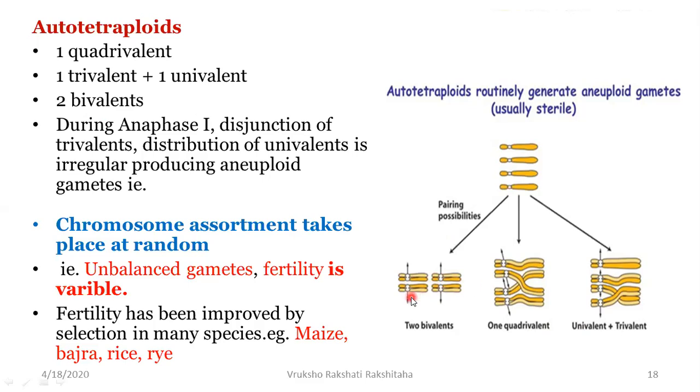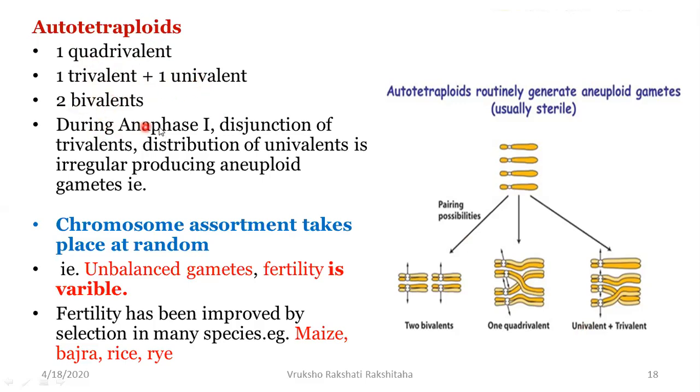One bivalent, where these two chromosomes align with each other. These two chromosomes may align to form another bivalent. Another possibility is that all four chromosomes align with each other to form one quadrivalent. Or, out of the four chromosomes, three may align with one another to form a trivalent, and one may be separated, that is, it may form a univalent. So, in autotetraploids, one quadrivalent may be formed, or one trivalent and one univalent, or two bivalents.